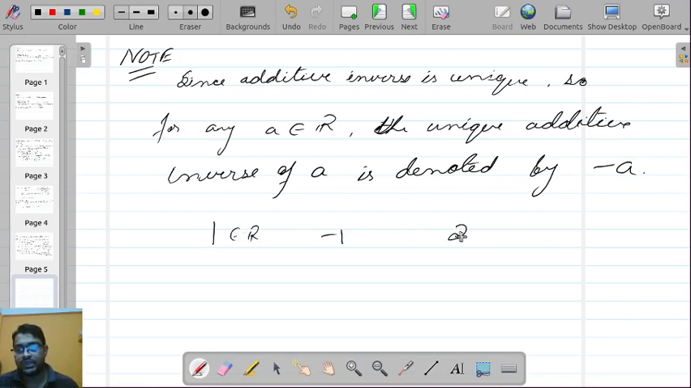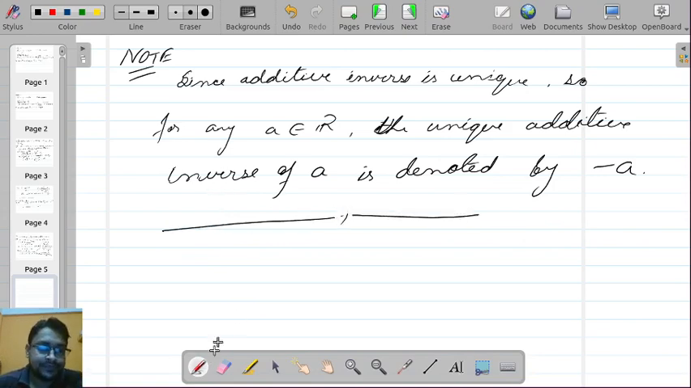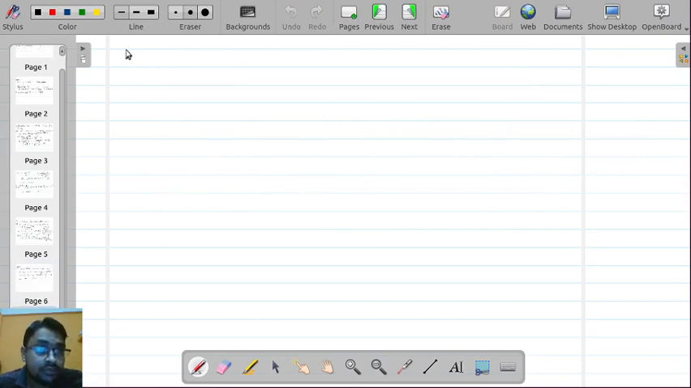Okay, so one is an element in R, so its additive inverse is denoted by minus 1. Okay, so 2 is an element in R, right? Its additive inverse is minus 2. Okay, so there is only one additive inverse for each element. So we denote additive inverse by minus A. Okay, so now we can come to that problem exercise.